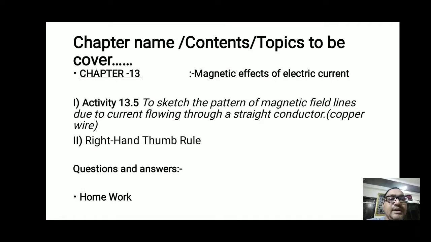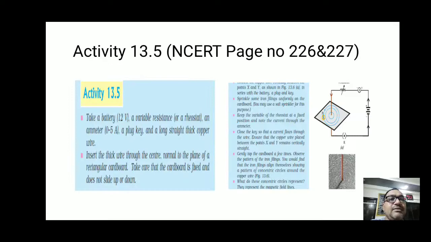In this video I am discussing certain questions and answers, and at the last I am giving you certain homework that you should write in your physics notebook. So let's start with this activity. Students, this is our activity 13.5. It is available in our NCERT textbook, page numbers 226 and 227. You can see this activity, and I am going to explain it.